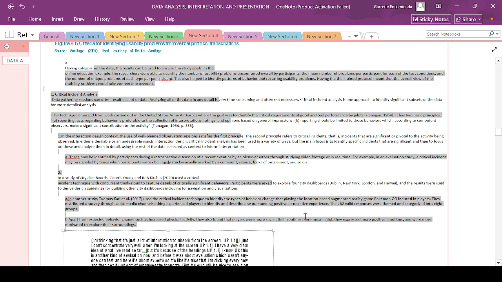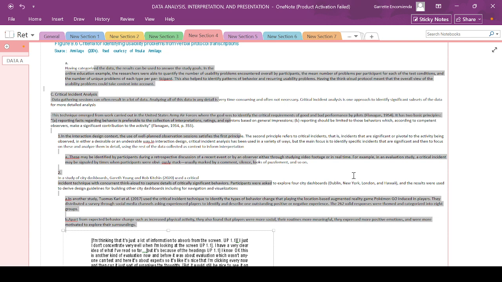Critical incident analysis. Data gathering sessions can often result in a lot of data. Analyzing all of this data in any detail is very time consuming and often not necessary. Critical incident analysis is one approach to identify significant subsets of data for more detailed analysis. So I would say that this is the most useful, and with algorithms as well, you're trying to sort or prioritize first. In fact, in algorithms, the most useful algorithm is sorting, in which you prioritize things. Kind of like the Pareto principle.